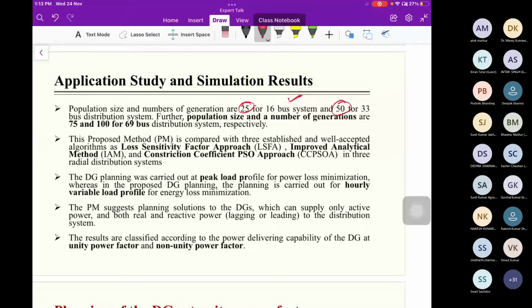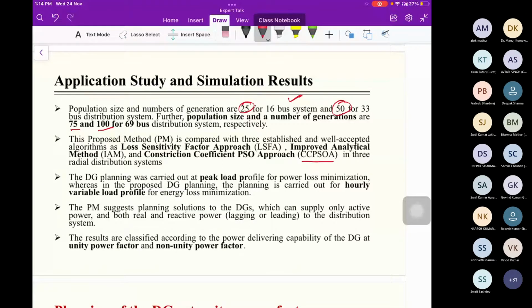And from the validation point of view, we will compare with other algorithms: the loss sensitivity factor approach, the improved analytical approach method, and the coefficient PSO algorithm, that is CCPSO, on three radial distribution systems.